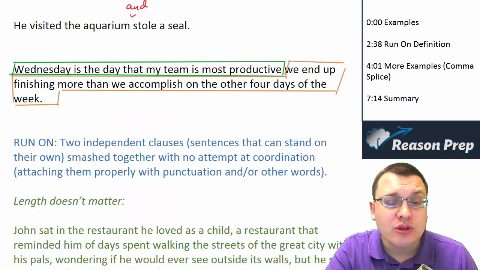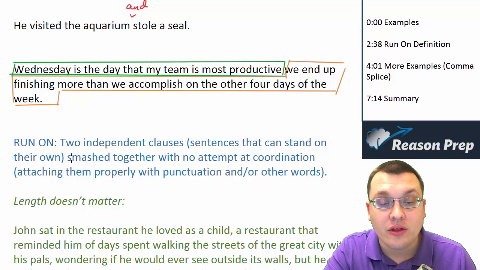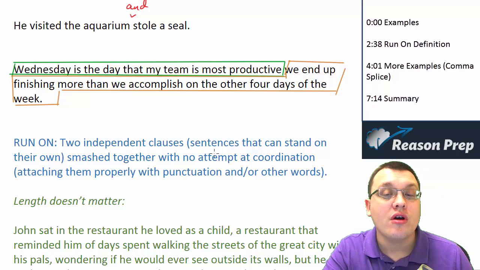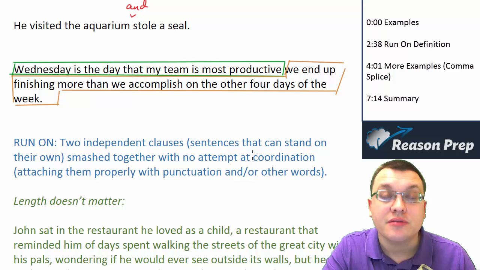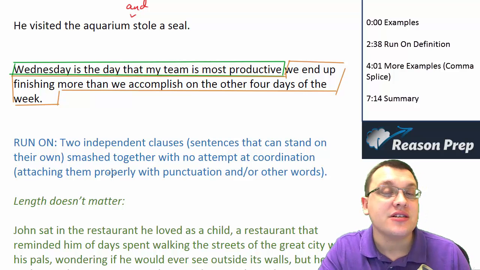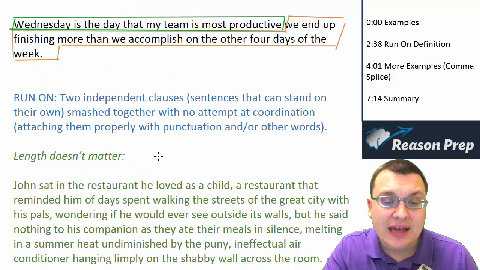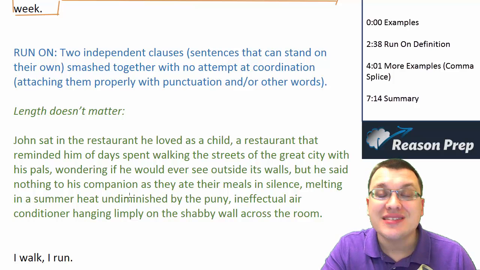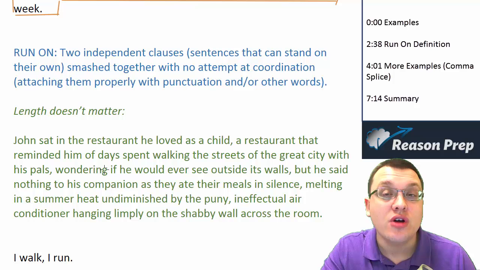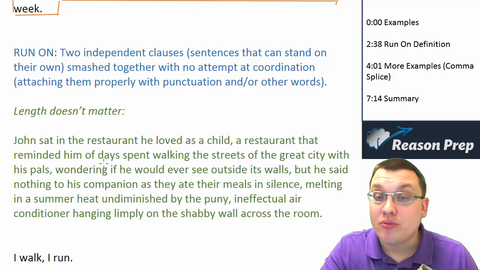So a run-on is when you have two independent clauses. Remember, these are sentences that stand on their own or can stand on their own. Smashed together with no attempt at fancy word coordination. And the next video is about coordination, which is basically about how you attach them properly with punctuation or other words. And as I said, length doesn't matter. So if we read this sentence, it's a really long, certainly wordy, descriptive sentence, but it's not technically a run-on because there's no two independent clauses, at least, connected improperly.